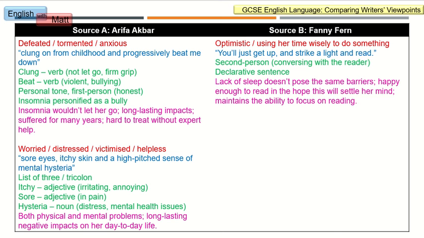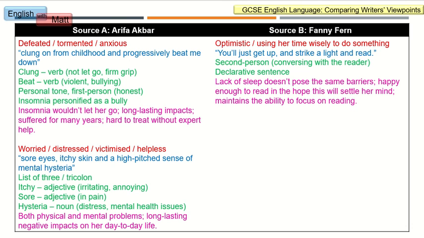So Fanny Fern has a more optimistic attitude or kind of perspective. And there's also a sense that she's using her time more wisely to try and help herself get to sleep. So she says that she, for example, will get up, strike a light and read. Second person, so almost speaking directly to us. And it's also that blue quote is a declarative sentence. It's written as a statement of fact.